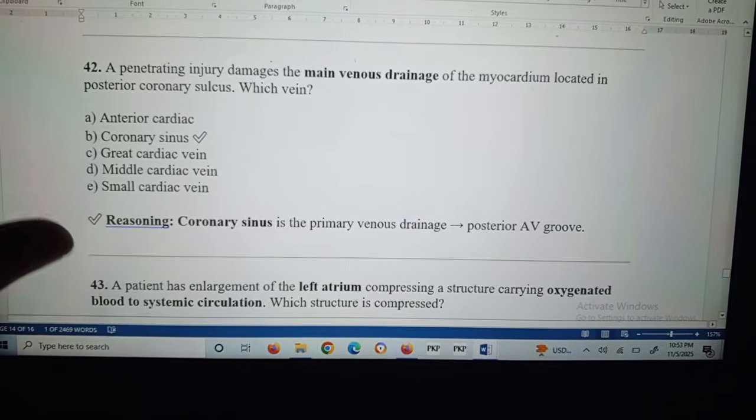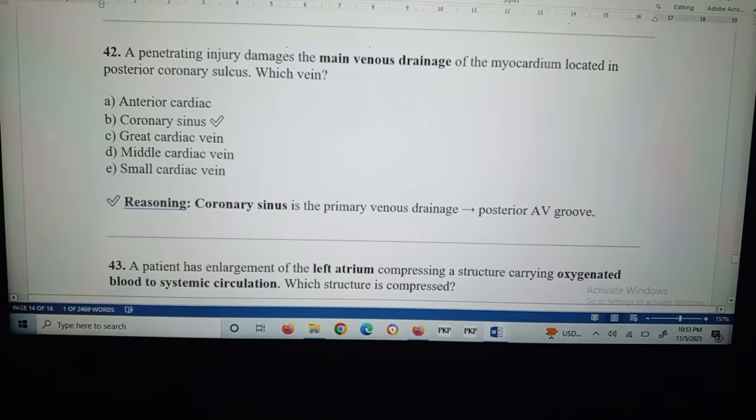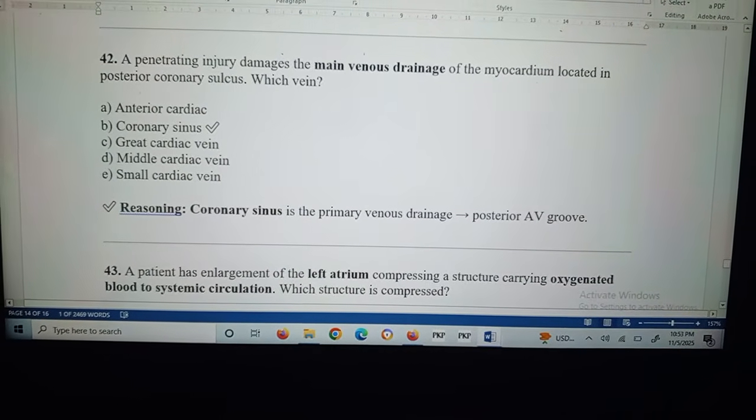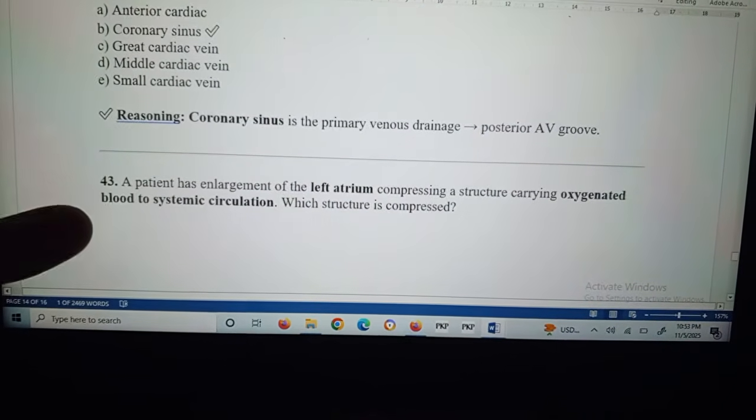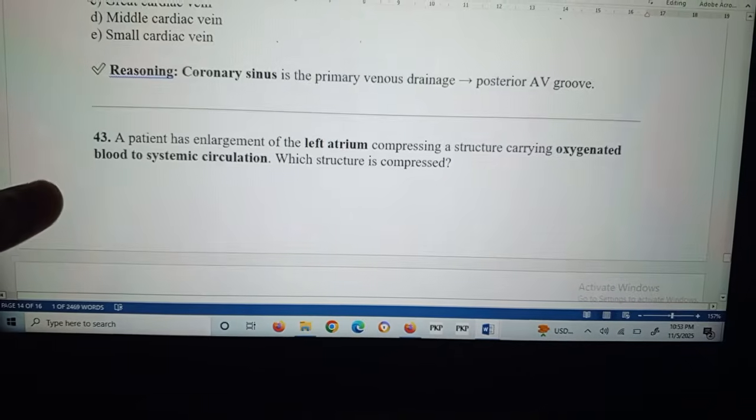42. A penetrating injury damages the main venous drainage of the myocardium located in the posterior coronary sulcus. Which vein is most likely damaged? Coronary sinus is the primary venous drainage, located in the posterior AV groove.